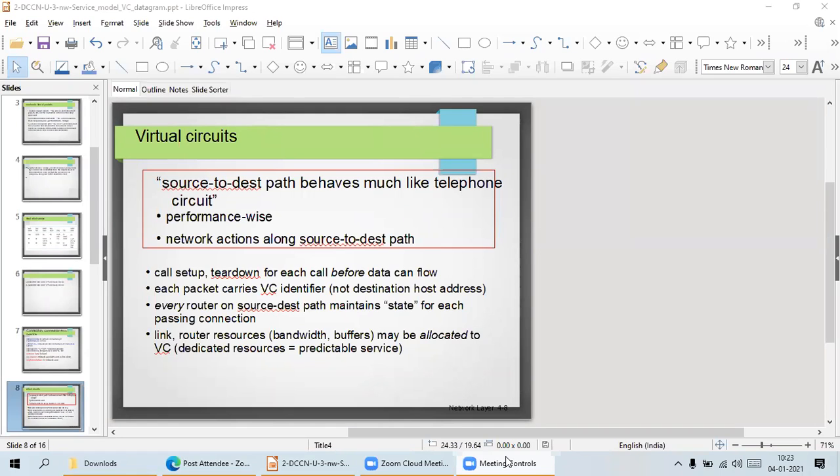I am explaining these things with your telephone network, not because virtual circuits are used only there. How the virtual circuit model was developed, we have to understand and analyze with the help of an example. The example is your telephone network. It is not that virtual circuits have only telephone networks; different things would be there in that virtual circuit.